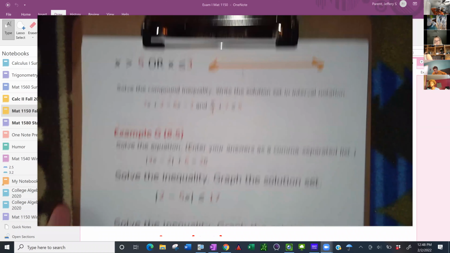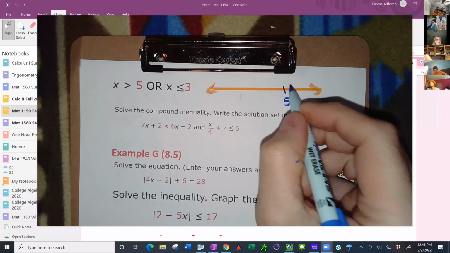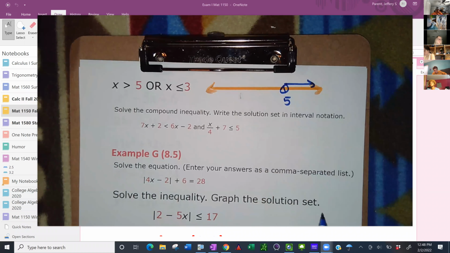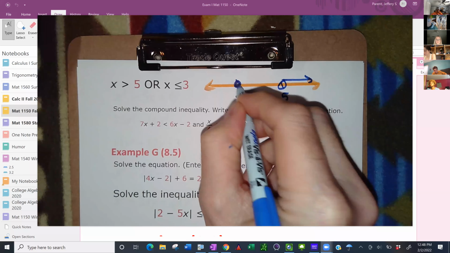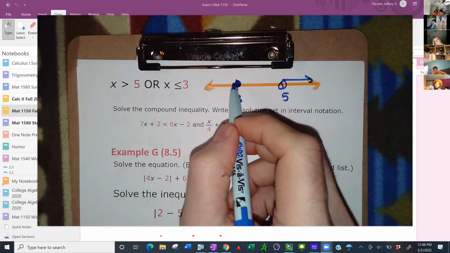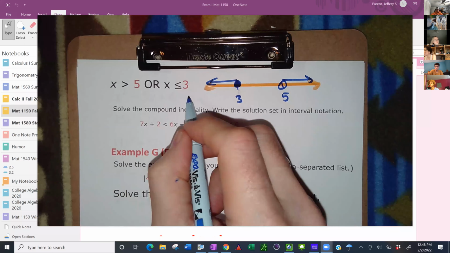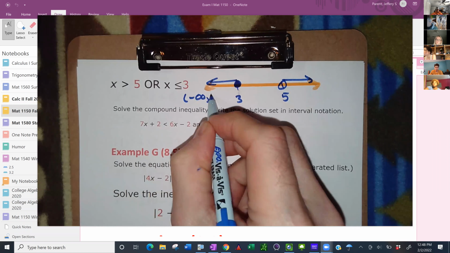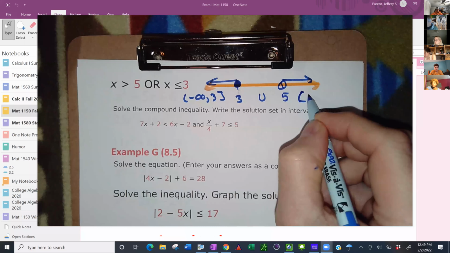So let's take a look at this one. This time x is greater than 5, so that's going to be everything to the right. And less than or equal to 3, so solid dot here. Which way is the arrow going to run? To the left. Now, as far as the interval notation is concerned for this one, it'd be -infinity to 3 with a bracket, union, parenthesis 5 to infinity.